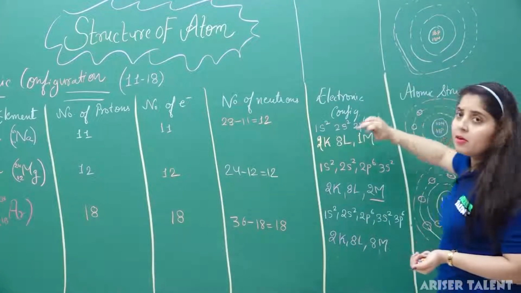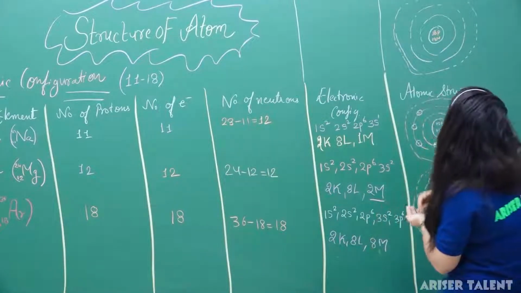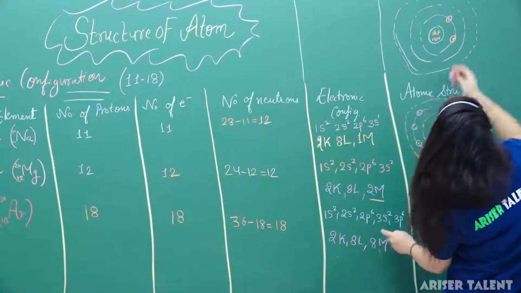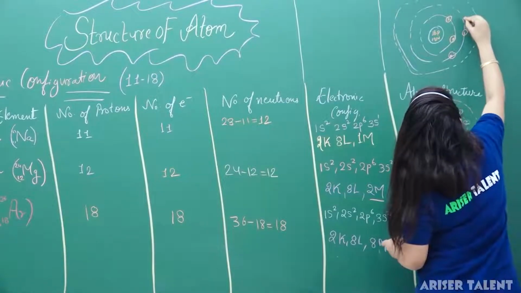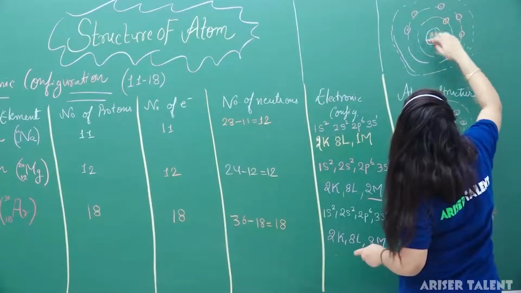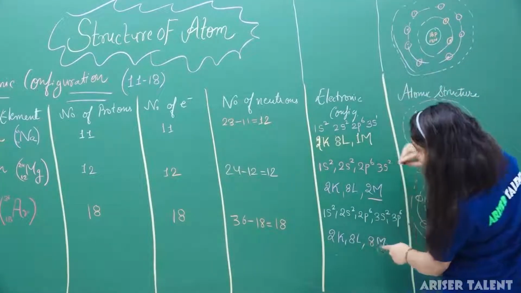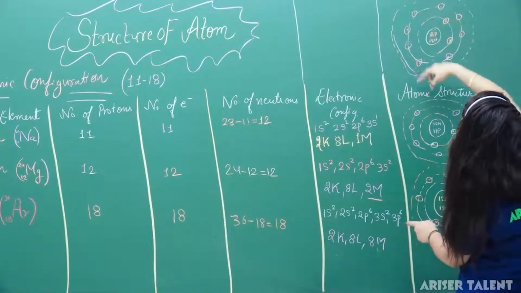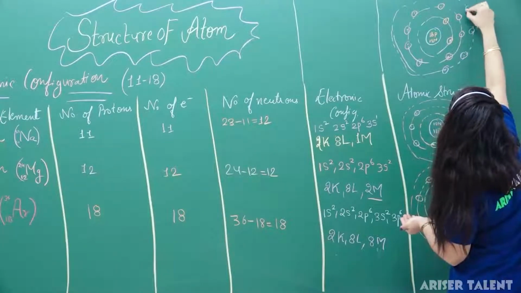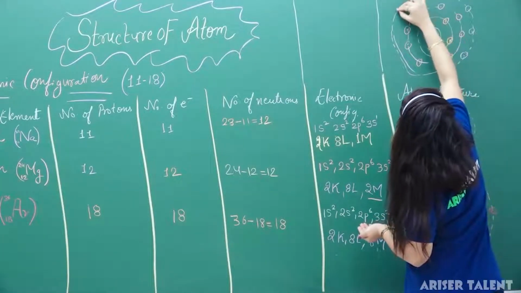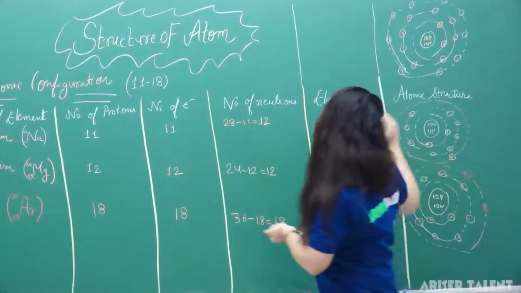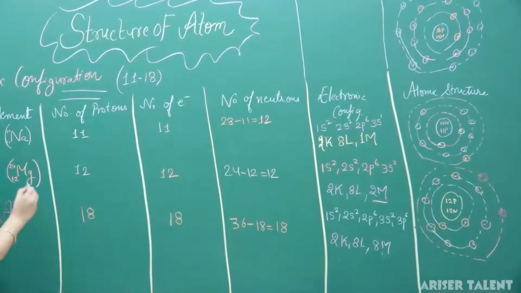What we will see here, firstly it contains 2 electrons in the K shell. So 2 electrons will be accommodated here. 8 electrons in the L shell. So we have 8 electrons in the L shell. Now again we have 8 electrons in the M shell. So 8 electrons will be distributed over here. So this will be the atomic structure for argon having an atomic number 18.